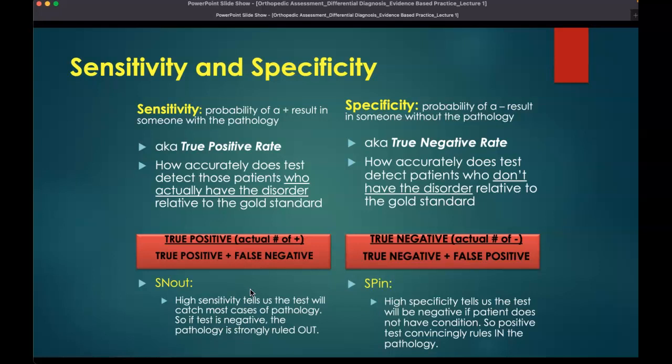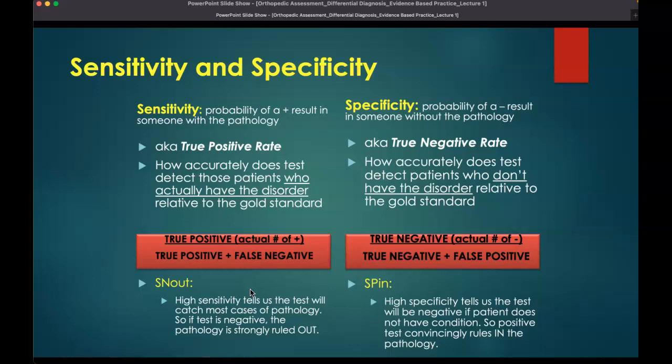But let's flip that definition on its head and let's say it this way, that a highly sensitive test is always going to catch most cases of the pathology. So we have to think counterintuitively in this way, that if the test is negative and it's highly sensitive, then we know that the patient doesn't have it because a highly sensitive test is always so good at detecting those that have it. So we have to use this acronym, and we have to say a highly sensitive test, when it is negative, is going to rule out the pathology.